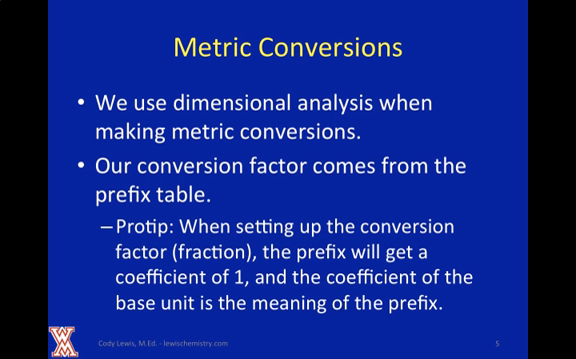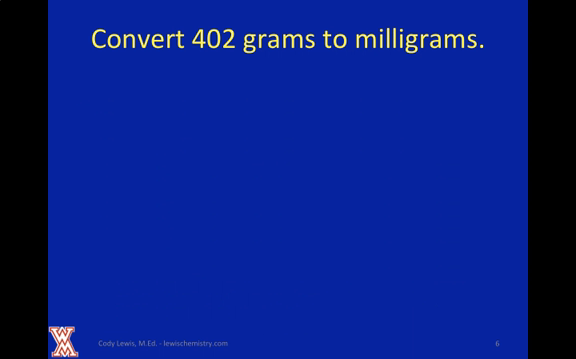Just an aside, when setting up your conversion factor, remember your conversion factor is going to be a fraction. The prefix, the centi, milli, etc., is going to get a coefficient of 1, and the coefficient of the base unit is going to be the meaning of that prefix. For example, centi means 10 to the negative 2. So let's look at an example problem, and maybe that will help us.